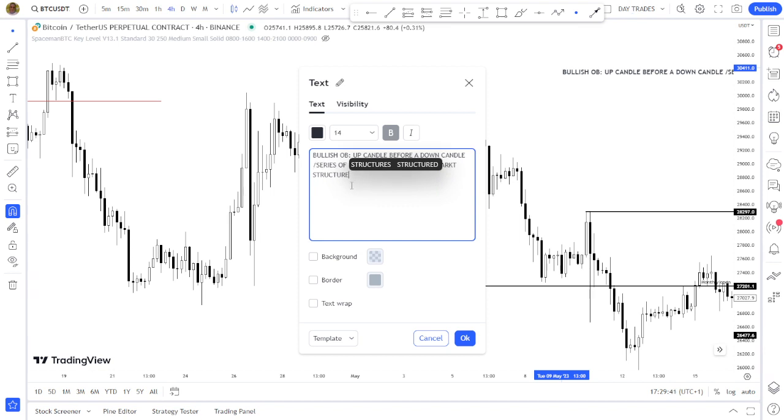Alright, so that's a bullish order block. Right, so I'm going to type a bearish order block. Don't worry, I'm going to drag it to the video chart so you can see it.